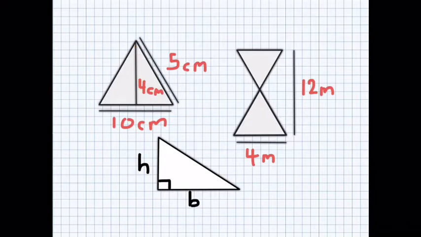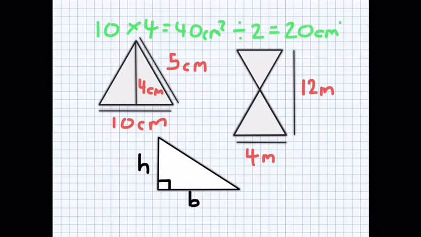Well, what do you do then? Just like you've done with any other right angled triangle, you take the base, which in this case is 10, you multiply it by the height, which is 4, which will give you 40 centimeters squared, and you divide that by 2, which in this case will give you 20 centimeters squared. So when it comes to different types of triangles, it's all about trying to find the height of the triangle. In this case, that's nice and easy, it's 4 centimeters.